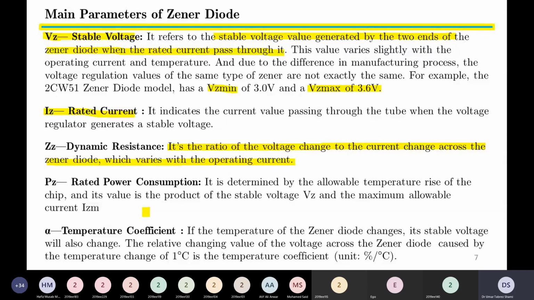Then comes alpha. Alpha is the temperature coefficient, and temperature coefficient is that if temperature of the Zener diode changes, its stable voltage will also change. The relative changing value of the voltage across the Zener diode caused by 1 degree C is the temperature coefficient. And what is the temperature coefficient? It is the relative changing value of voltage across the Zener diode caused by 1 degree C change in the temperature, and the unit is percentage per degree C.